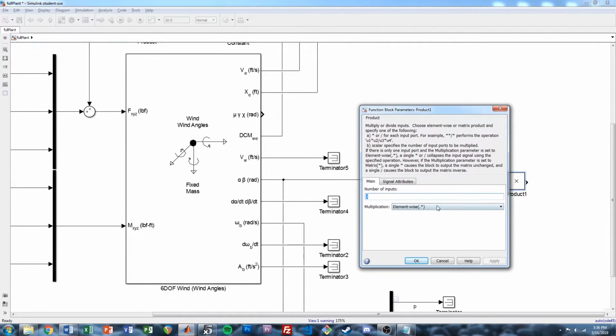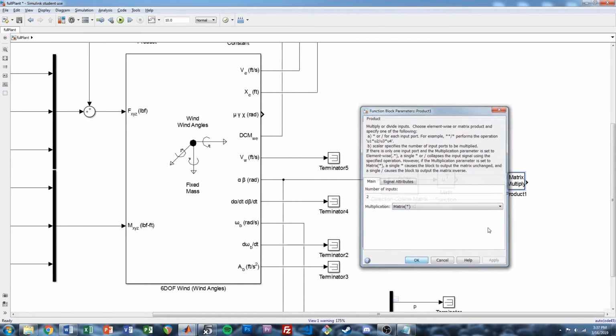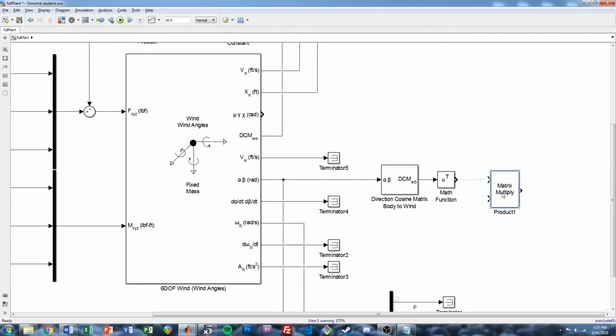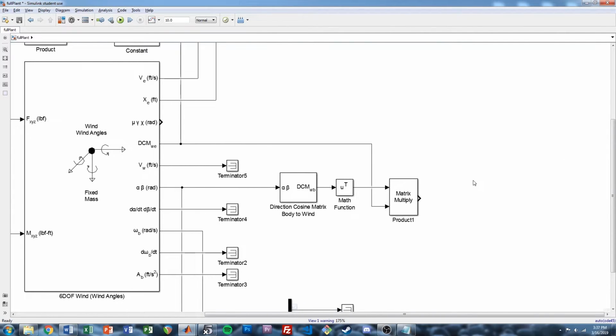I'll do a matrix multiplication here. It's going to have to look like this. You're going to have to make sure that you have the order right, because the order affects what you're actually looking at. Let me double check this. Yeah, all right. So now we have this DCM that goes inertial to body.